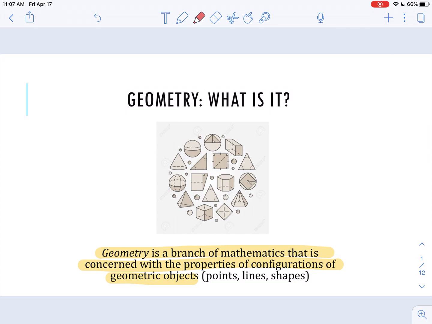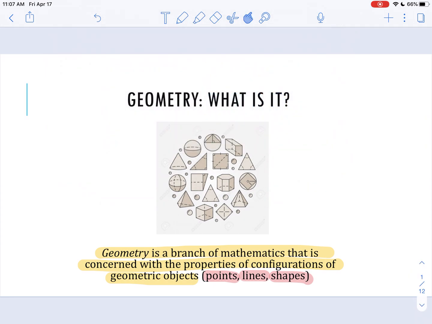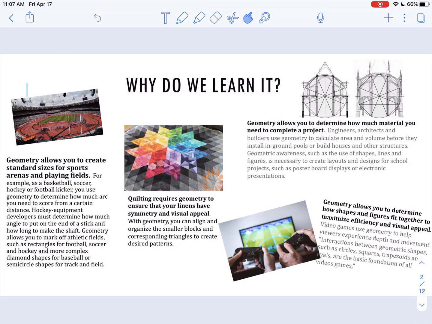When we talk about geometric objects, we're referring to points, lines, angles, and shapes. All right, so we're building a lot upon what you've learned in geometry from previous classes, whether that's in 5th grade, in 6th grade, or even in other courses that you might have taken. So why do we learn geometry?